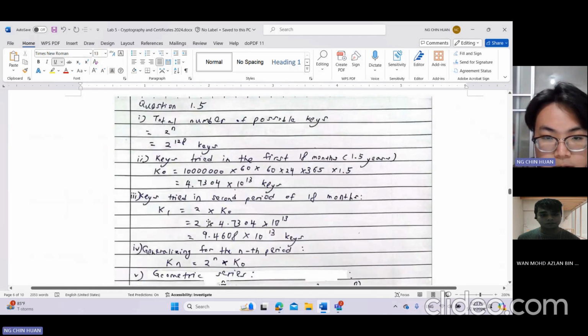For this question, the total number of possible keys is 2 power of 128. We will first calculate the keys tried in the first 18 months, which corresponds to 1.5 years. We use K0 equal to 1 million multiplied by 60, 60, 24, and 365, and lastly multiplied by 1.5 years. So we get 4.7304 multiplied by 10 power of 13 keys. Then we calculate the keys tried in the second period of 18 months. We use K1 equals 2 multiplied by K0, which is equal to 9.4608 multiplied by 10 power of 13 keys.